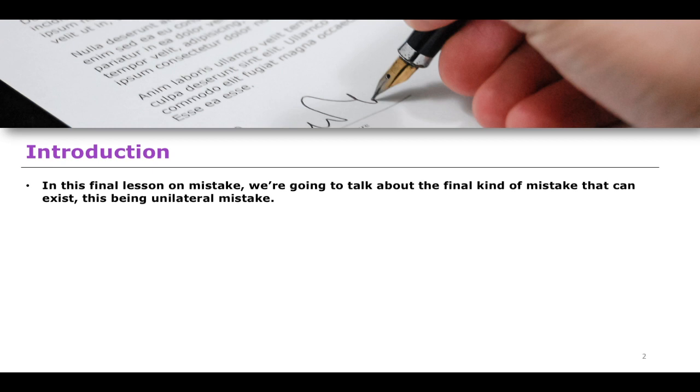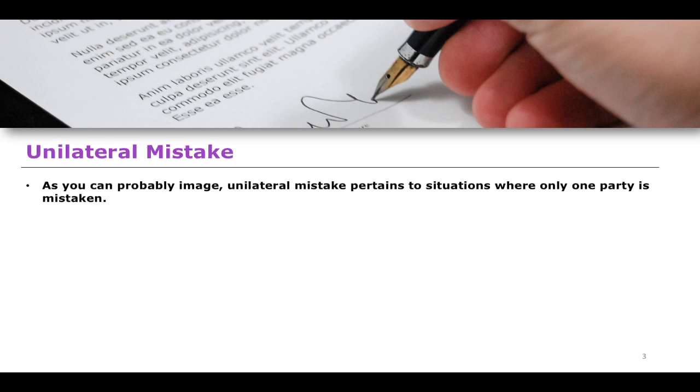This is the final lesson on the subject of mistake. We'll talk about, like I said, the final kind of mistake, this idea of mistake being unilateral in nature. Now, unilateral mistake pertains to those situations where, rather than both parties being mistaken about something, only one party is mistaken. Remember, common mistake was where both parties had a common mistake, i.e., they were both mistaken about the same thing. Mutual mistake is those circumstances where both parties are mistaken, but they are mistaken about different things. And then unilateral mistake, finally, relates to those situations where only one party is mistaken.